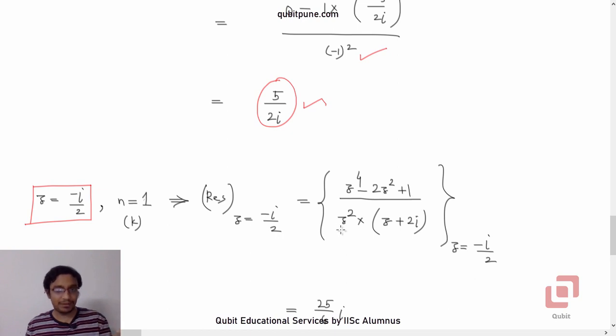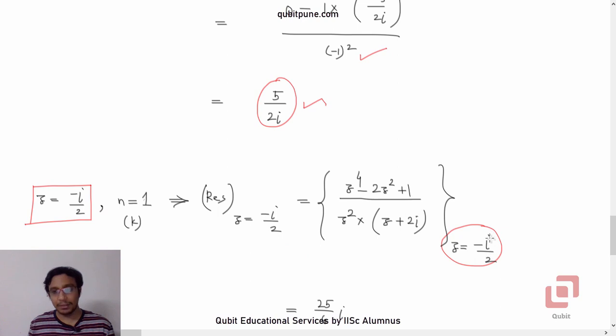numerator as it is, and in the denominator we now have z squared. In the first case it was not there because we were finding the residue at 0. So z squared into z + 2i, and this time z + i/2 will not be there, and it is a pole of order 1 or a simple pole. We'll just put z equal to minus i by 2 there. Fine, so this is how we get the residue at minus i by 2.